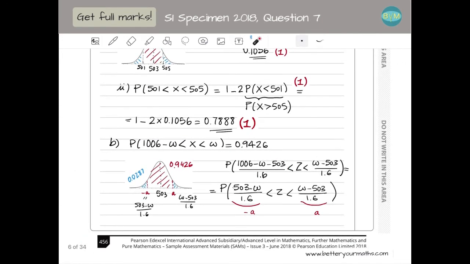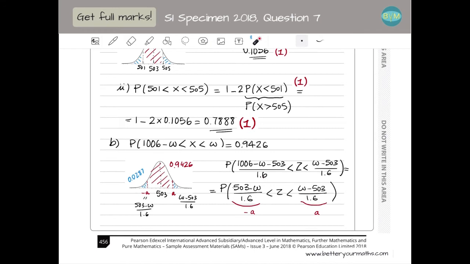You have to realize that this is all symmetrical. This value altogether is the same as this value, but negative. And you won't be able to do that until you standardize your normal distribution. So when you don't know where to start these normal distribution questions, sometimes it's a good idea to standardize, to code the values, because sometimes that gives you the answer very straightforwardly.